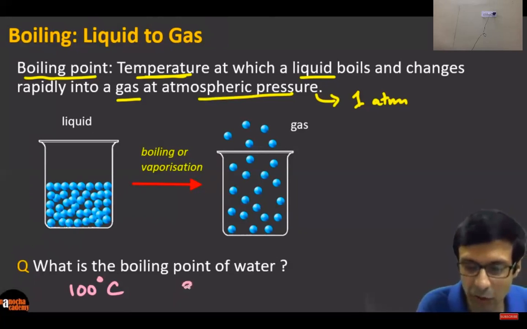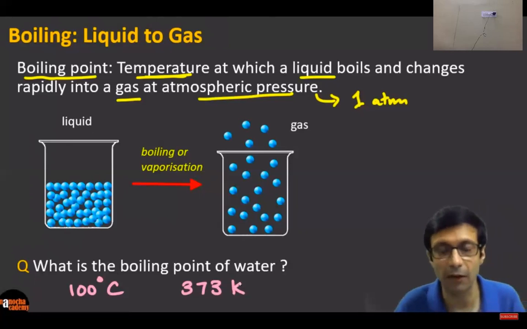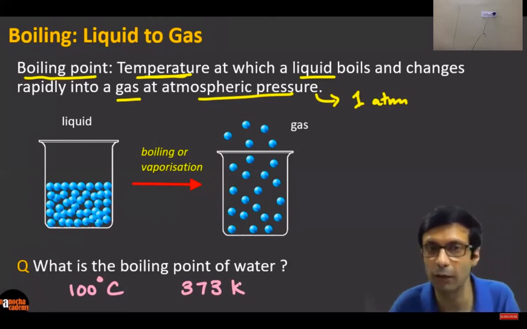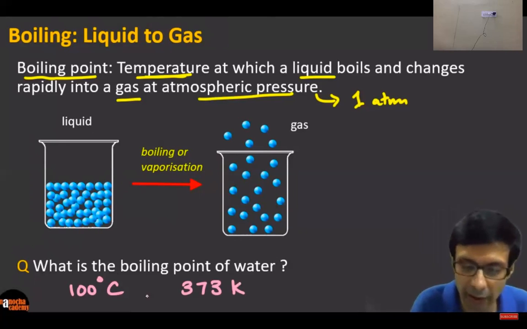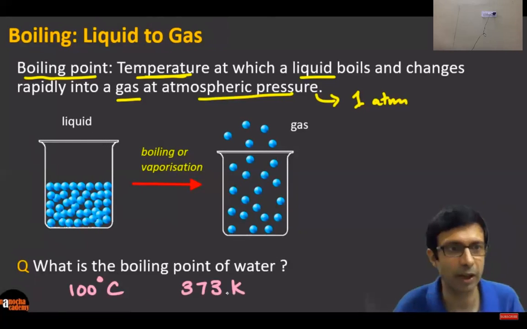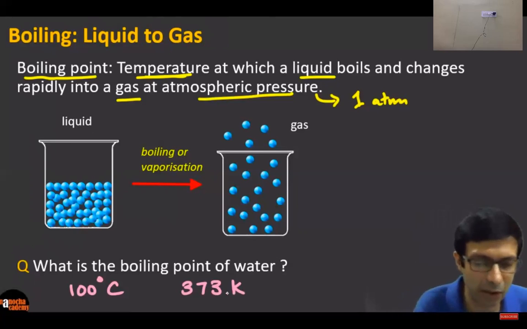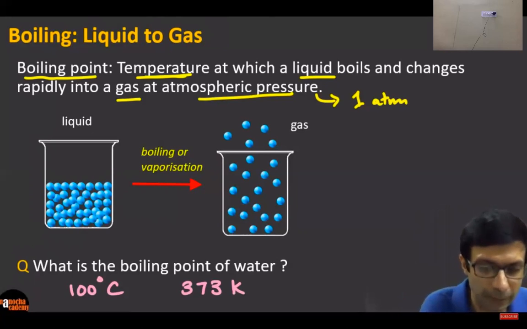But I'll just add 273. So it's going to be 373 Kelvin. And please don't write degree for Kelvin. That's a very important point. So for degree Celsius, we write the degree sign, but Kelvin is just 373 K. Excellent, guys. That's the right answer. Okay. So this is what we talked about, the boiling point of water.